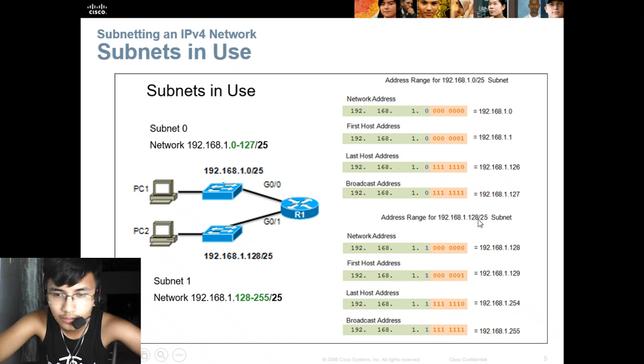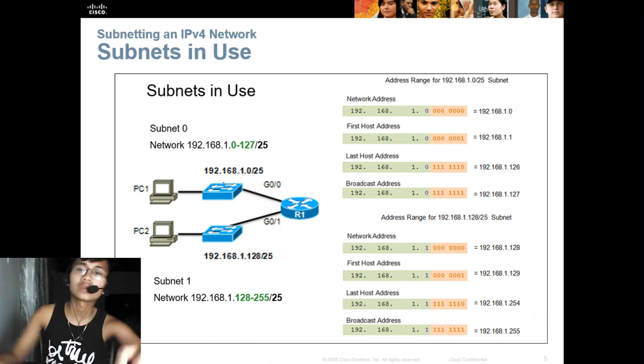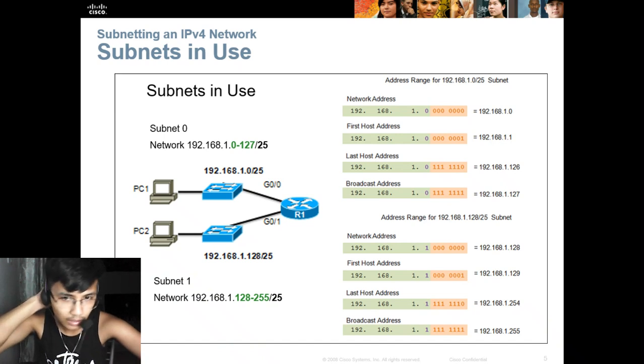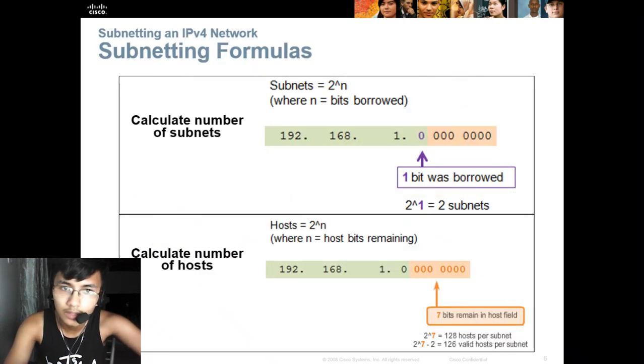Address range for the second subnet. The network address starts with 192.168.1.128. The first host address is 192.168.1.129. The last host address is 192.168.1.254. The broadcast address is 192.168.1.255. So that's the range of the two subnets that have been created.